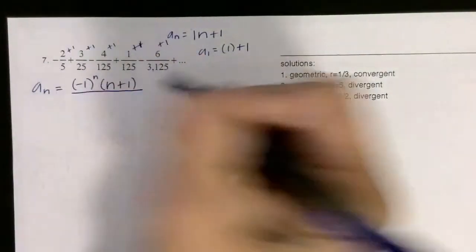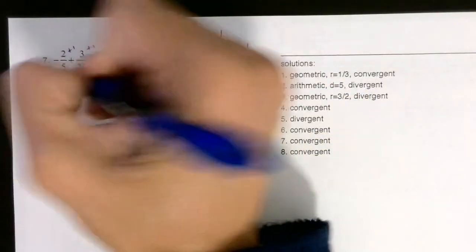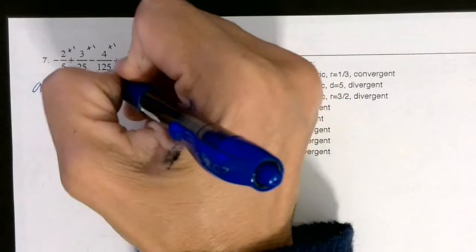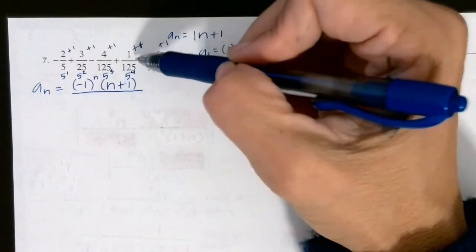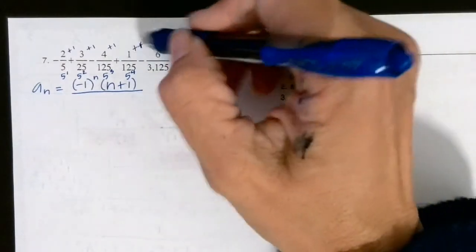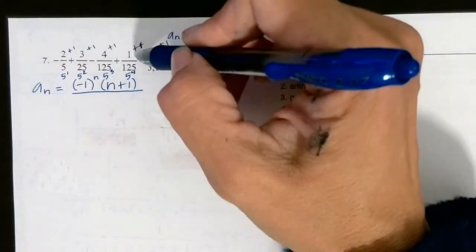And then in the denominator, I'm noticing this is 5 to the first power, 5 to the second power, 5 to the third power, 5 to the fourth power, which, like, you notice I said plus 1, plus 1, plus 1, and then somebody was like, that's not 4 plus 1 is not 1.